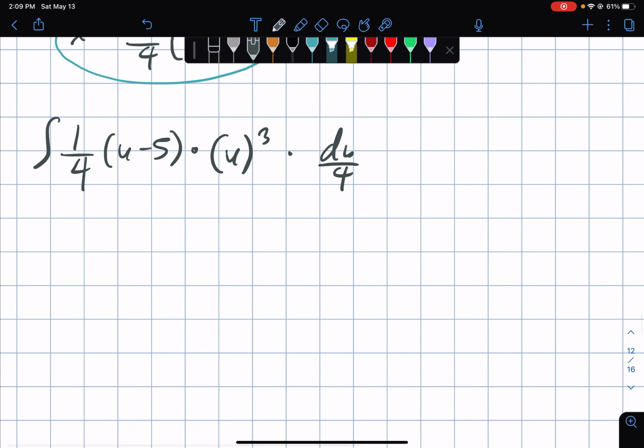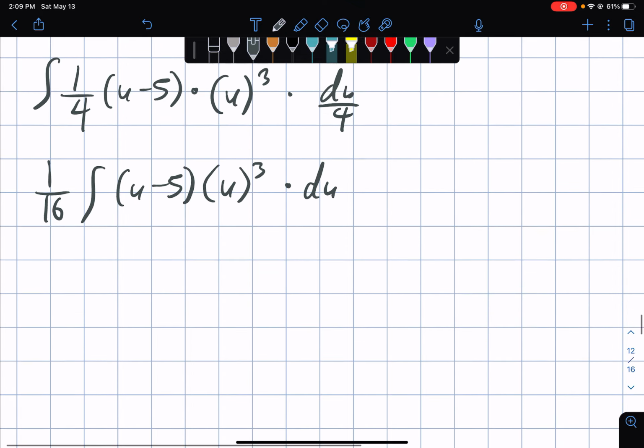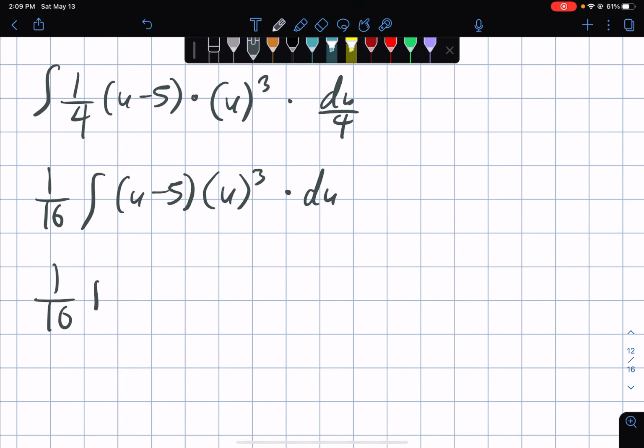Okay, what happens next is we multiply these two. It's going to be 1 over 16. That's going to be before the integral sign. And then we just copy paste this and then this. All is written that way. We further simplify this one.